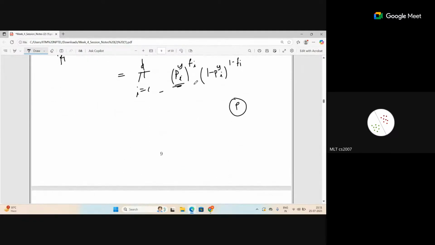So basically these are the parameters, i equal to 1 to d. How many parameters? D parameters on the spam side, and D parameters on the non-spam side, plus 1 for the label. So 2D plus 1.